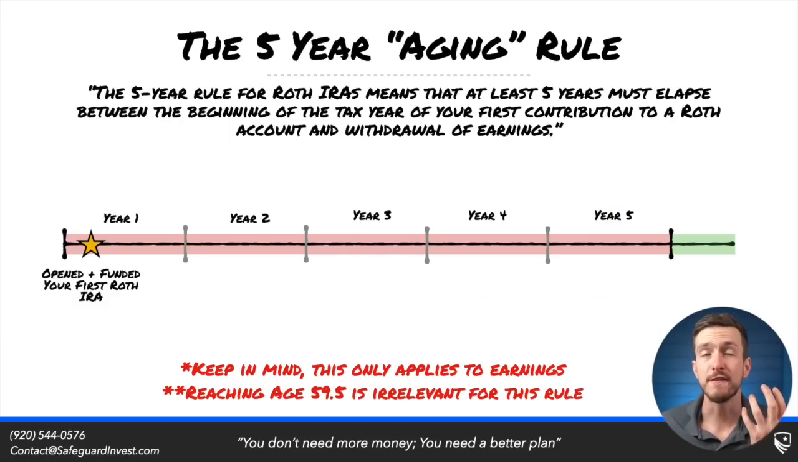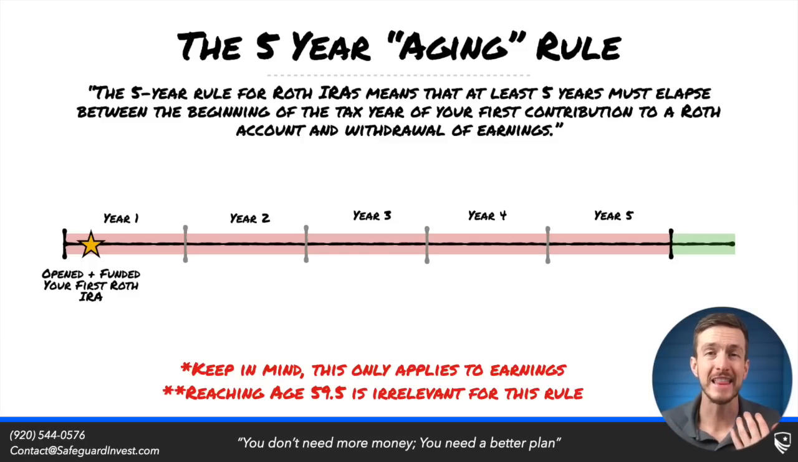Rule number one, the 5-year aging rule. This is a rule that only applies once per individual. Once it's met, you never have to worry about it again, regardless of how many Roth IRAs you have. This rule states at least 5 years must elapse between the beginning of the tax year of your first contribution to a Roth account and the withdrawal of earnings. If you break this rule, you will not owe penalties per se, but you will owe taxes on whatever portion of earnings that are part of that distribution.